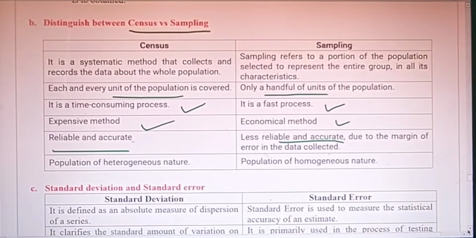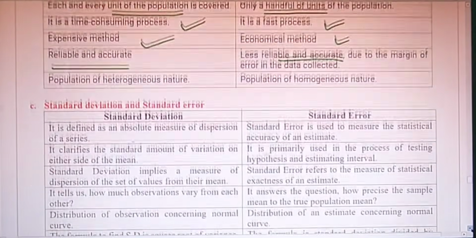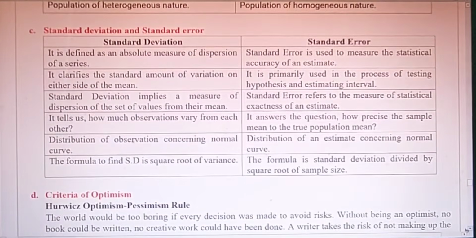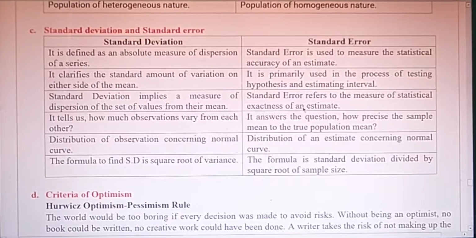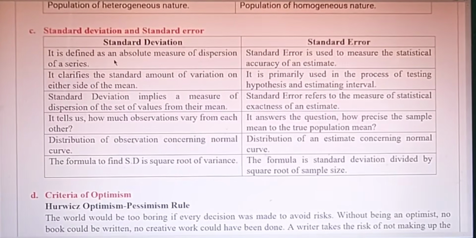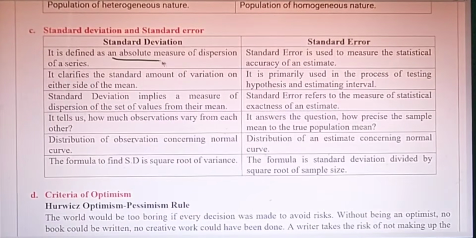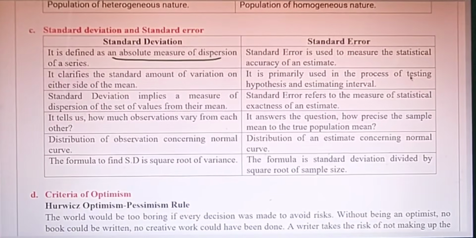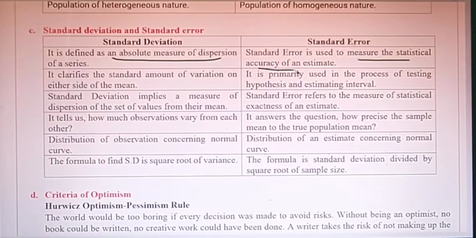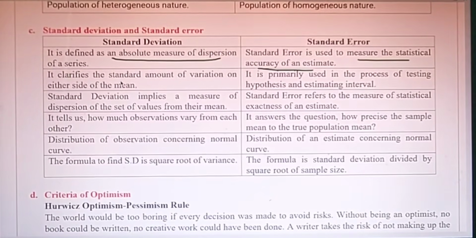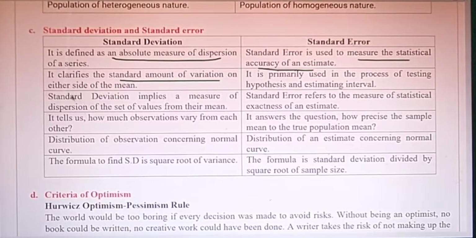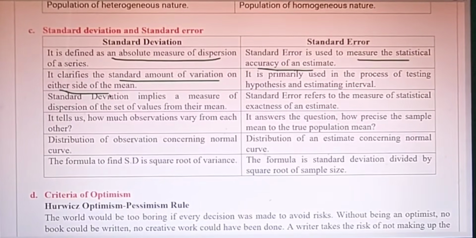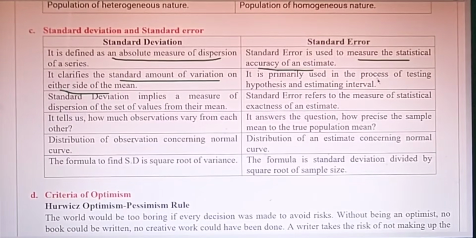So like this. One more difference you have to write here in question number 7, that is standard deviation and standard error. Basically, standard deviation is an absolute measure of dispersion in a series, whereas standard error is used to measure the statistical accuracy of an estimate. And standard deviation clarifies the standard amount of variation on both sides of the mean, whereas standard error is used in the process of testing hypothesis.